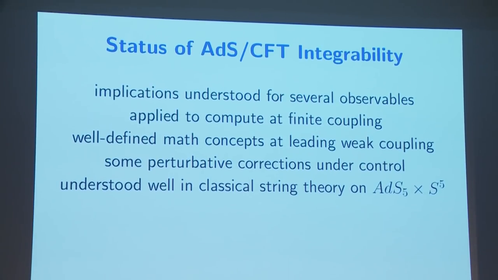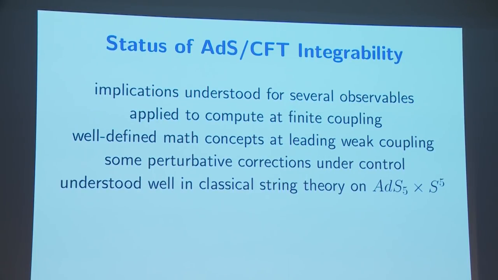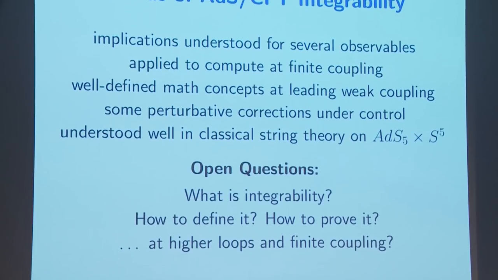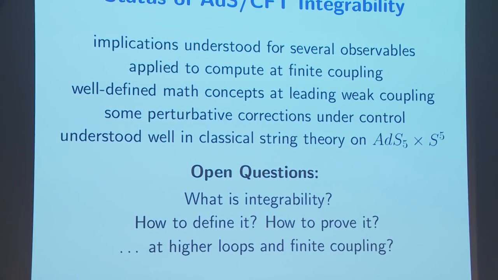So let me summarize here the status of AdS/CFT integrability. As I've shown you, the implications of integrability have been understood quite well for several observables, and have been applied to compute finite coupling corrections. Interestingly, some very well-defined math concepts of quantum groups appear at leading weak order, and some perturbative corrections in terms of math are under control. It's also understood well what the integrable structure of classical string theory on AdS5 x S5 is, but altogether it was not really known what integrability for this model is at all. In particular, how can you define it?